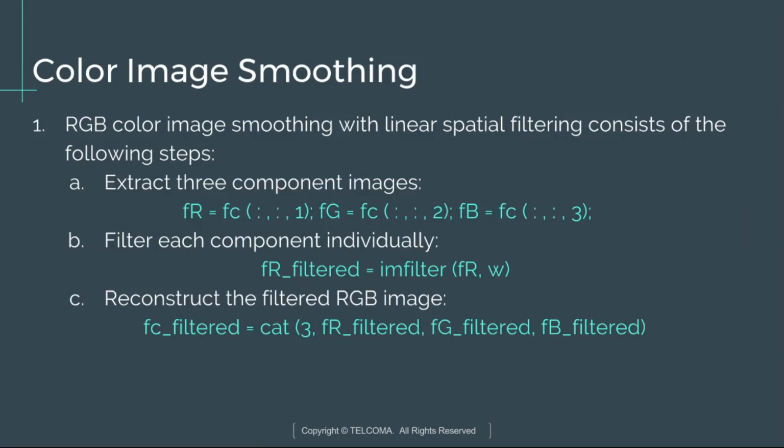Next is color image smoothing. To smooth a monochrome image, define a filter mask of 1s, multiply all pixel values by the coefficients in the spatial mask and divide the result by the sum of the elements in the mask. RGB color image smoothing with linear spatial filtering consists of following 3 steps. That is, first is extract 3 component images as shown. After that, filter each component individually.